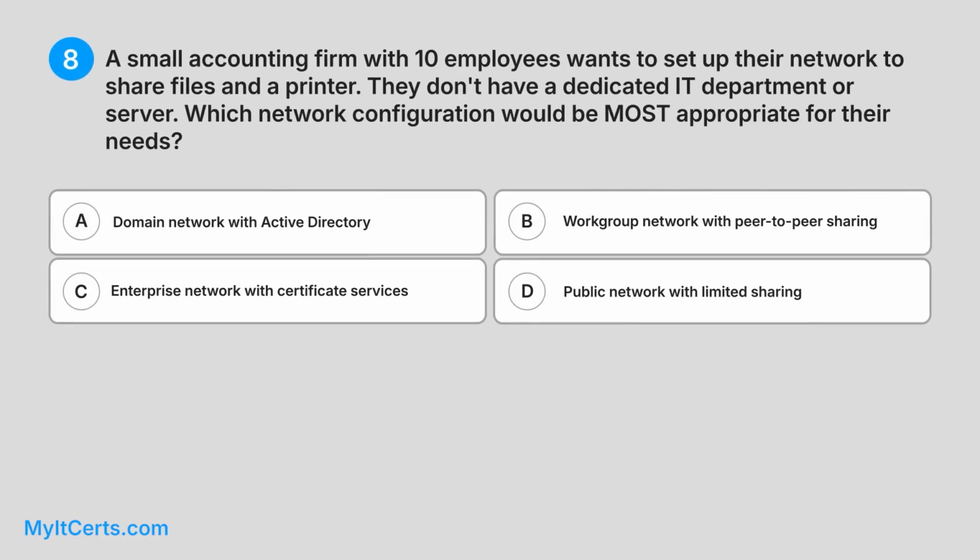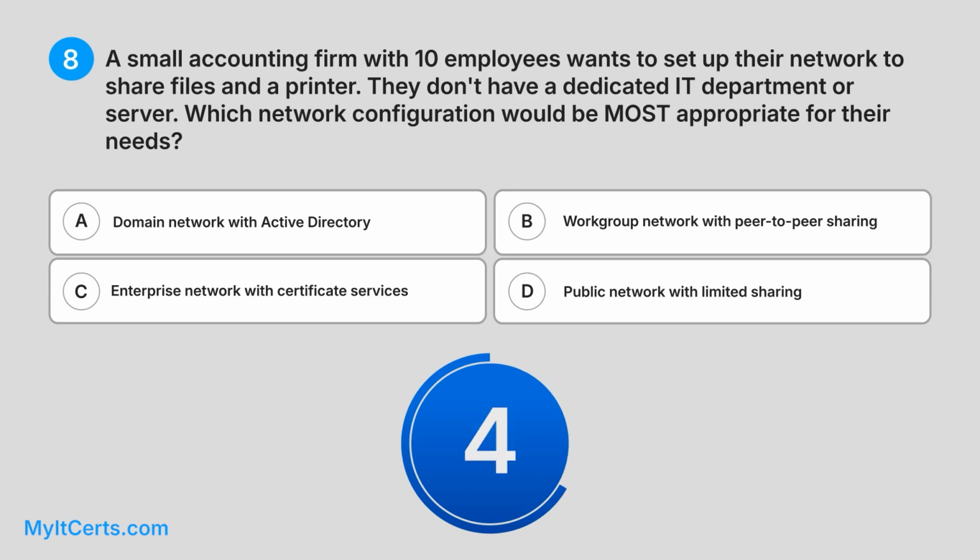Eight. A small accounting firm with 10 employees wants to set up their network to share files and a printer. They don't have a dedicated IT department or server. Which network configuration would be most appropriate for their needs? A. Domain network with Active Directory. B. Workgroup network with peer-to-peer sharing. C. Enterprise network with certificate services. D. Public network with limited sharing. Can you guess the answer?